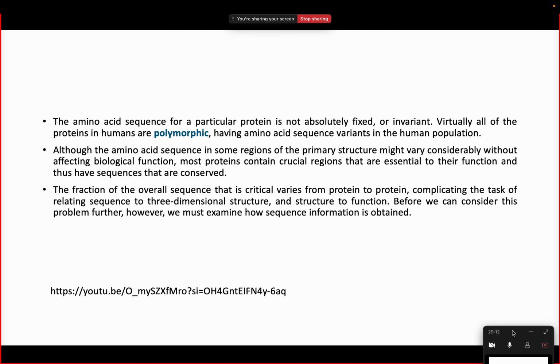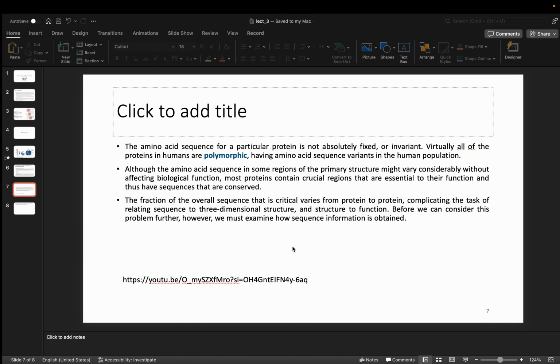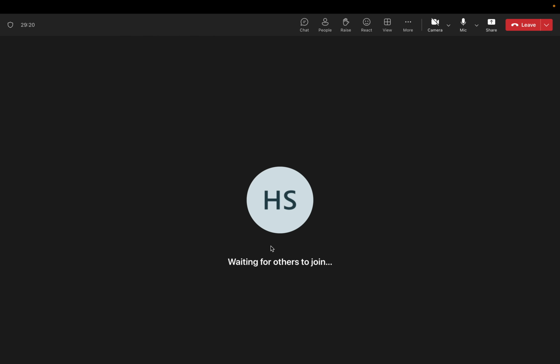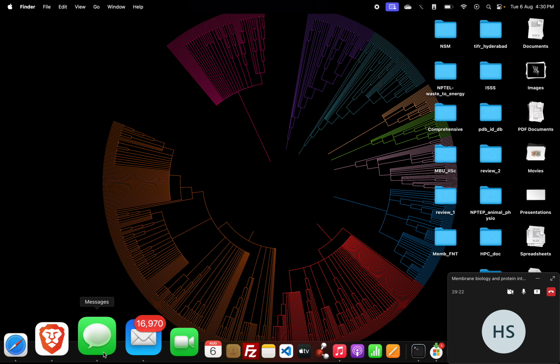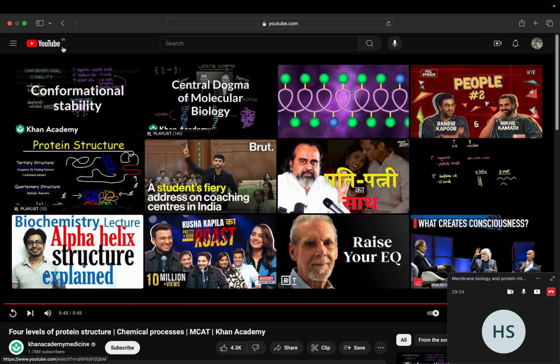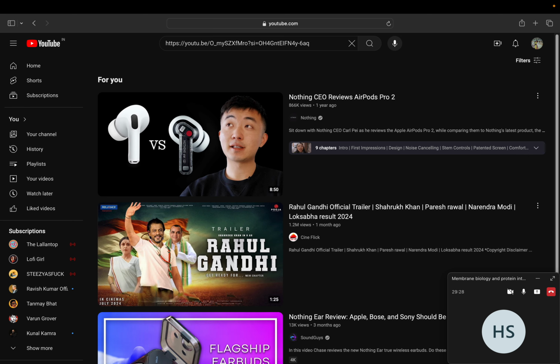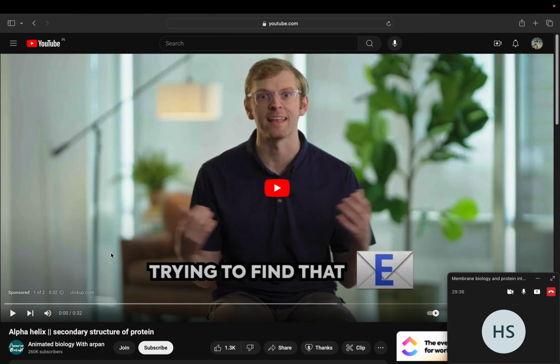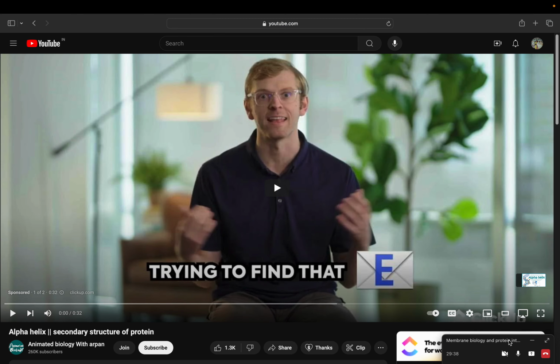But before that, I want you guys to have a little bit of a taste of a secondary structure which is predominantly present in membrane proteins, specifically in membrane proteins, so that it will give you a heads up with respect to the coming classes on secondary structure. Just wait, let me share the screen.